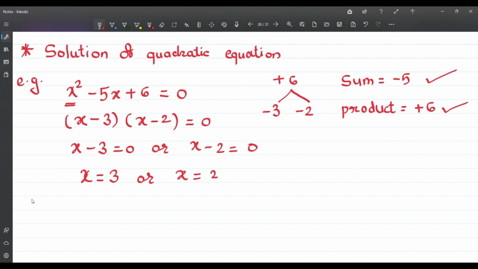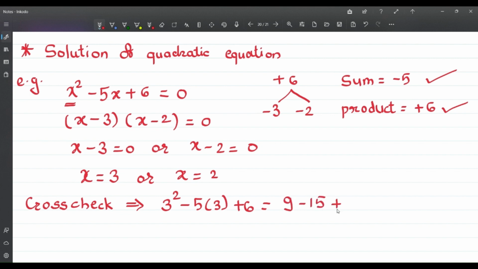How can we cross check this answer? For the cross check, put these values in the given equation. I will show this. 3 square minus 5 into 3 plus 6. 3 square means 9 minus 15 plus 6. You can calculate this, it is equal to 0. Therefore, this value is correct.